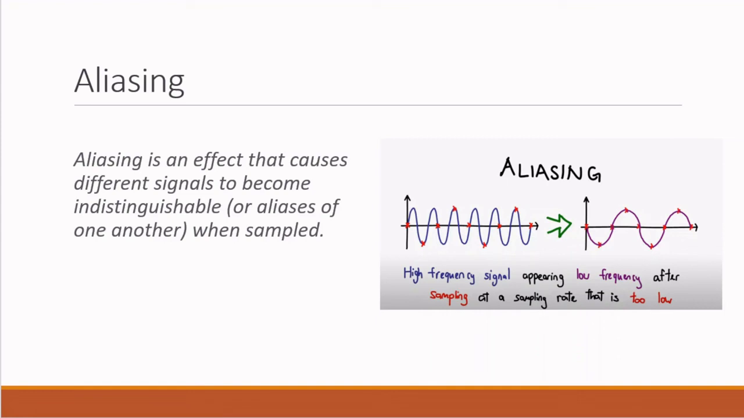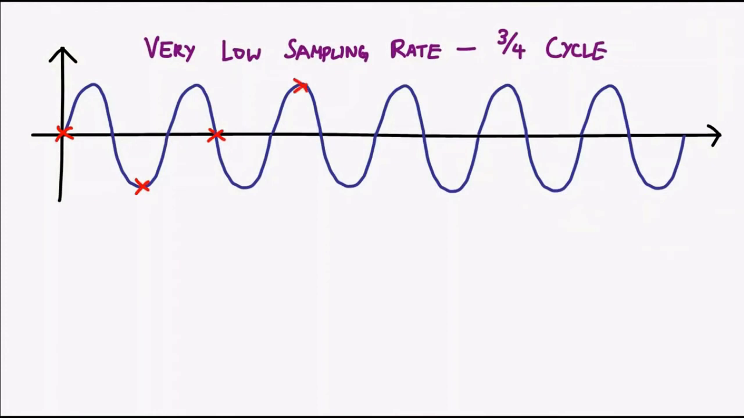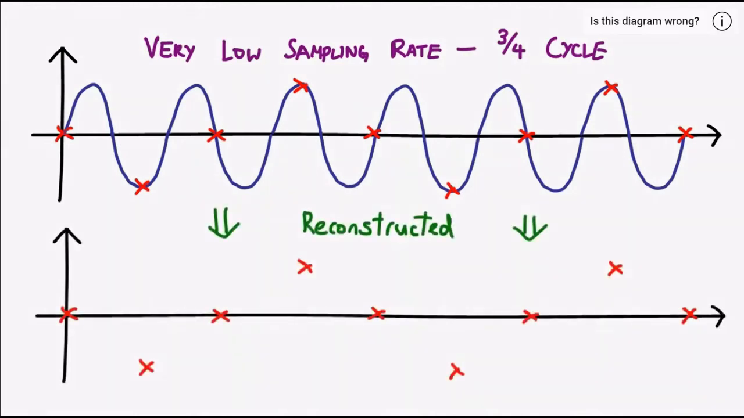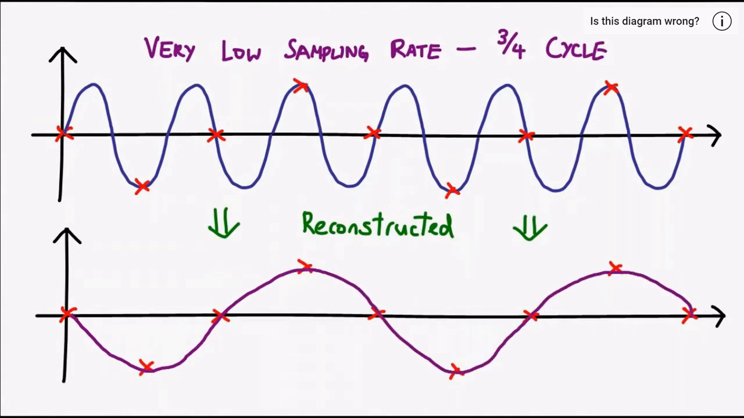Aliasing. Aliasing is an effect that causes different signals to become indistinguishable when sampled. Let us understand this with an example. Alright, so we have a sine wave and let's say we want to sample it at this particular interval. So taking samples, we get something that looks like this. Now when we actually use this sample to reconstruct the wave, we notice a problem. The wave we get back looks nothing like the original wave that we tried to sample.